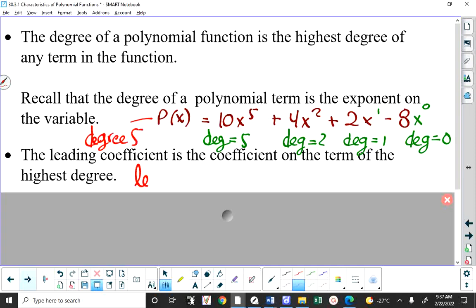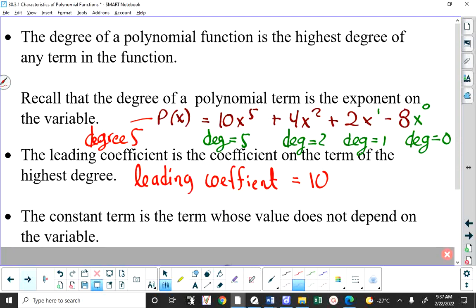And the leading coefficient of this polynomial function would be 10. It's the coefficient of the highest degree term. It's called the leading coefficient because when you write a polynomial function, I don't know if you've noticed, but I've been writing them with degrees decreasing. So you start with the highest degree and you decrease it.